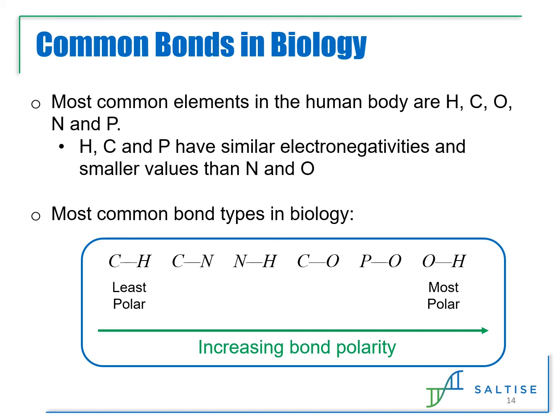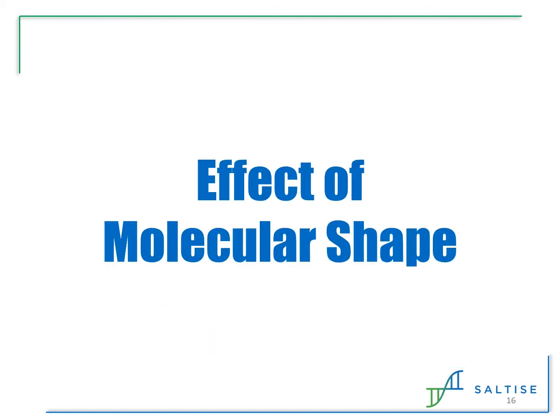Although carbon and hydrogen have different electronegativity values, the difference between the two is so small that the carbon-hydrogen bond can be considered nonpolar. Whereas the difference in electronegativity values between oxygen and hydrogen is large, and so the oxygen-hydrogen bond would be considered the most polar. Let's have a look now at the effect the molecular shape can have on the properties of matter.